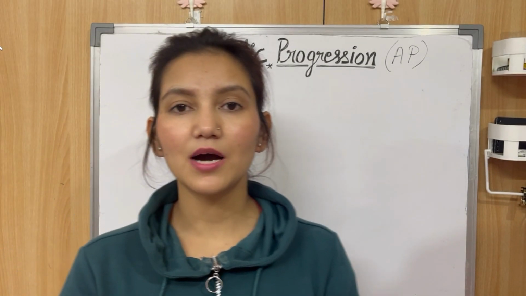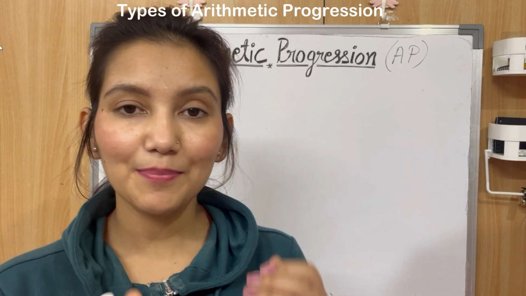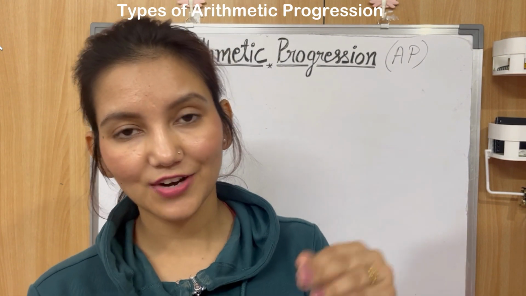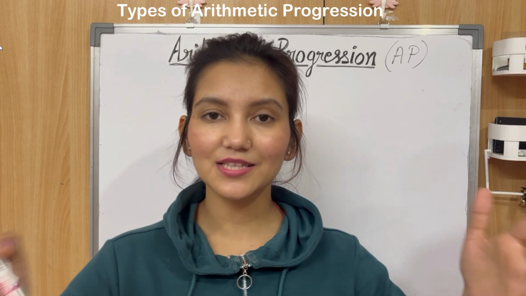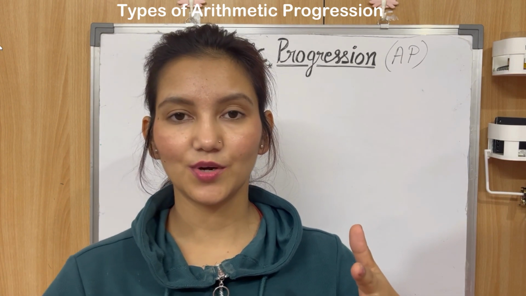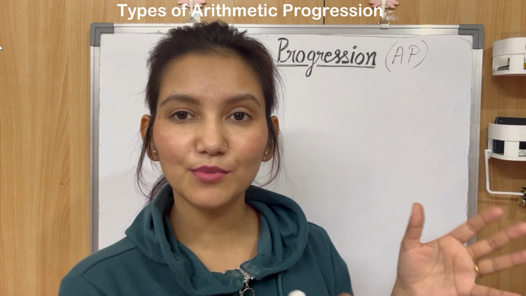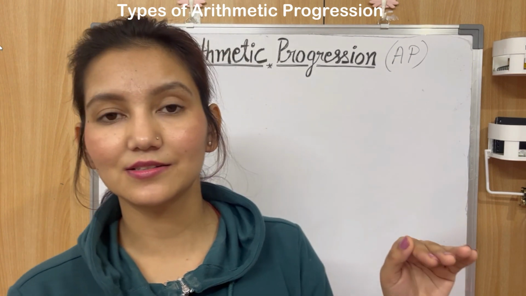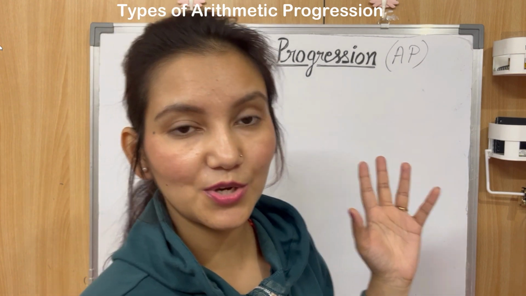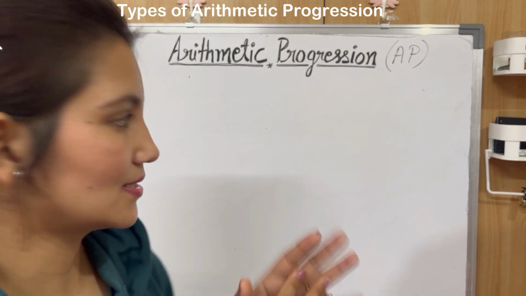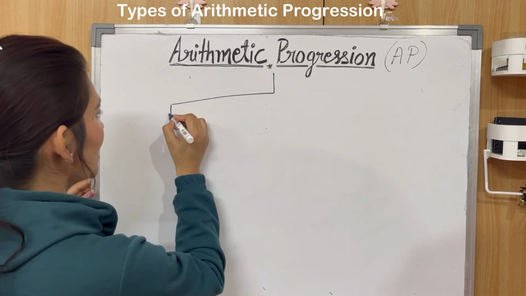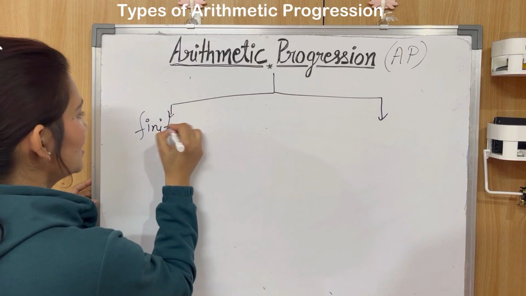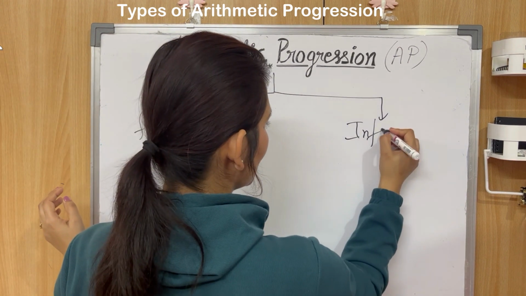Now let's talk about types of AP. An AP can be of two types, finite and infinite, as the name suggests. Finite means the number of terms in that AP is finite, meaning you can count how many terms the AP has. An infinite AP is one where counting the number of terms is next to impossible. You cannot count how many terms it has. So an AP can be a finite AP or an infinite AP.